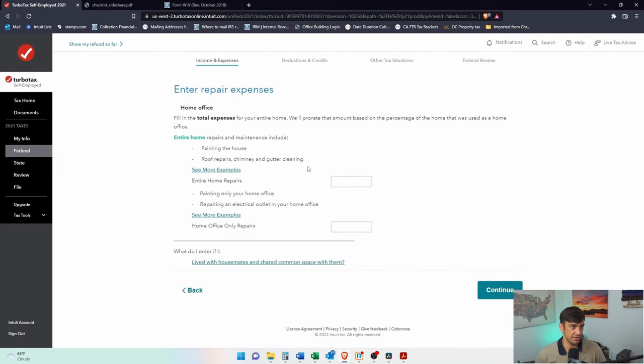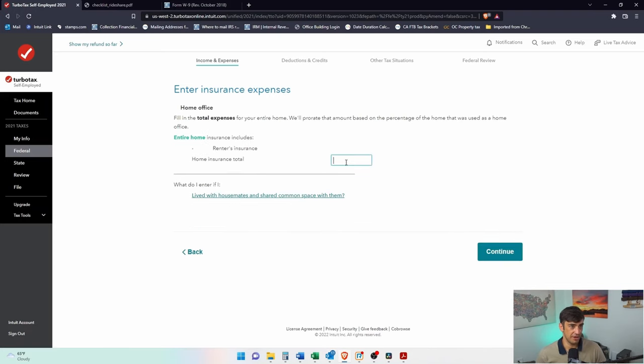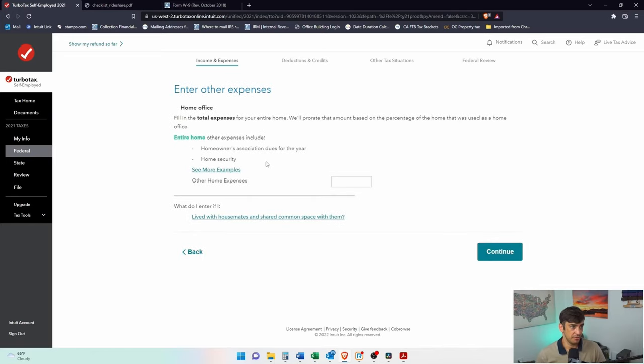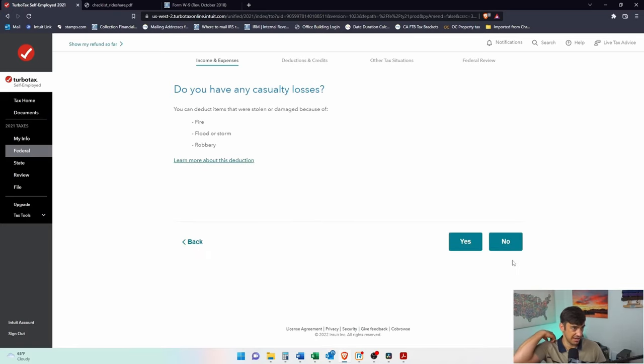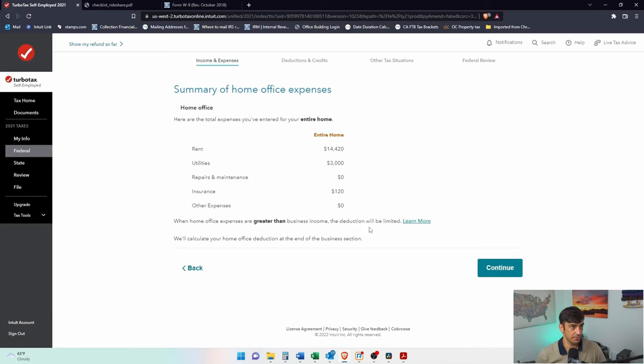Okay, home office, let's see here. If you did any repairs to the house, we can also get a portion of that as a deduction. I'm going to say this year I didn't do any. Renter's insurance, yeah, I paid like $120 for renter's insurance for the year. HOA security, you can write those off here. I'm going to say I didn't have those. And casualty losses, you were robbed. I'm laughing, but I'm sorry if that happened to you, that would be horrible. I'm going to say none of this happened to us. Okay, here we go.